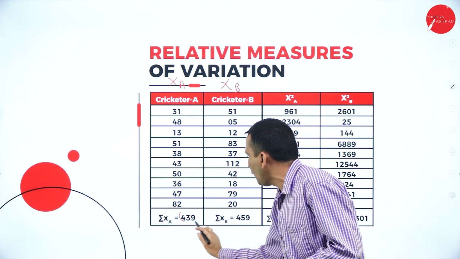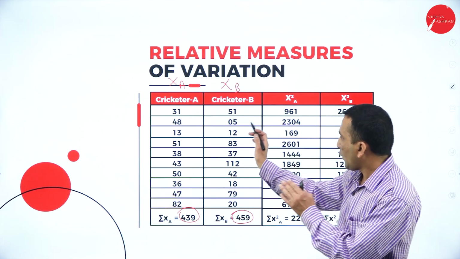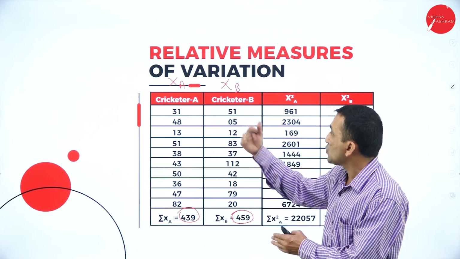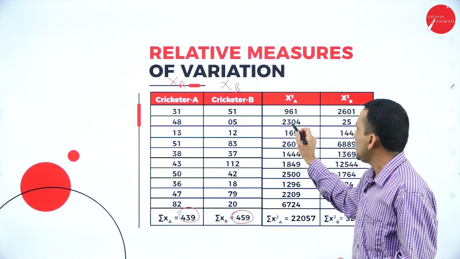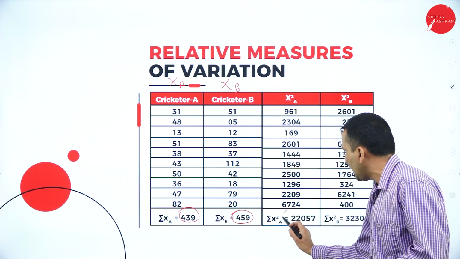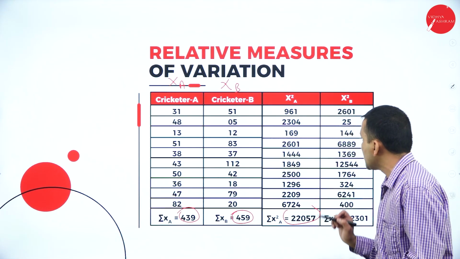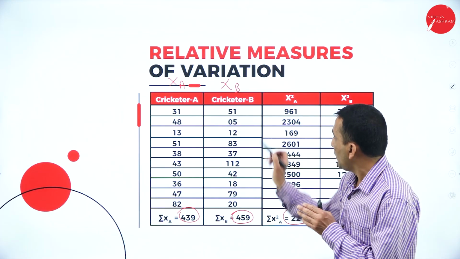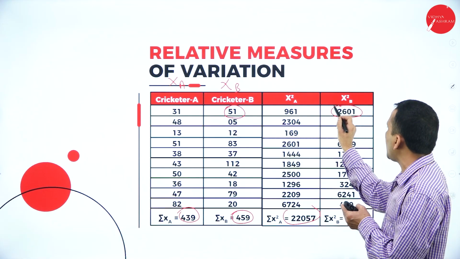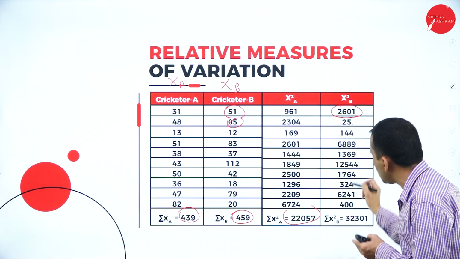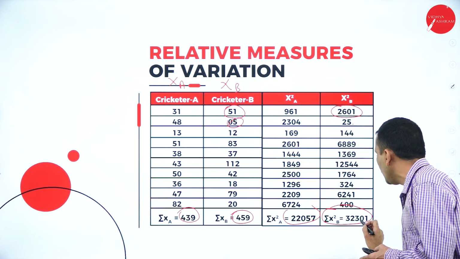Take the total for cricketer A, we are getting 439. Take the total for cricketer B, we are getting 459, because according to standard deviation we need to take the squares. So 31 square 961, 48 square 2304, like this you have to take the squares. Finally we are getting cricketer A total sigma x square 22,057. The same thing applied for cricketer B, but we write xb. 51 into 51 we are getting 2601, 5 into 5 square 25. Like this, taking all the squares, finally sigma x square b total is 32,301.